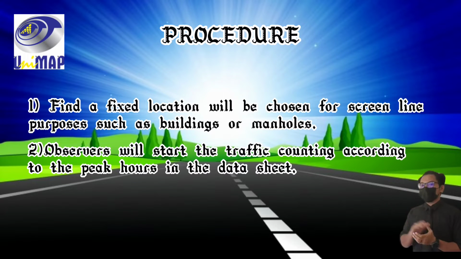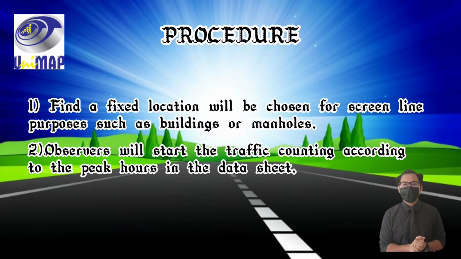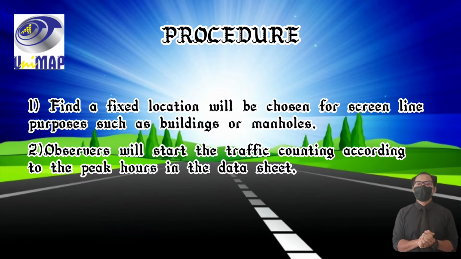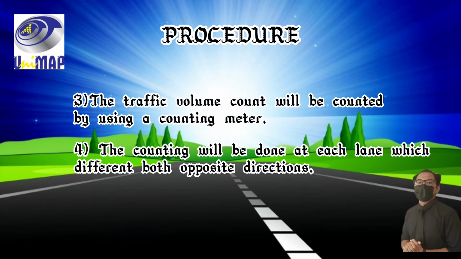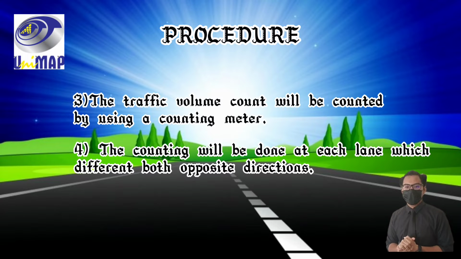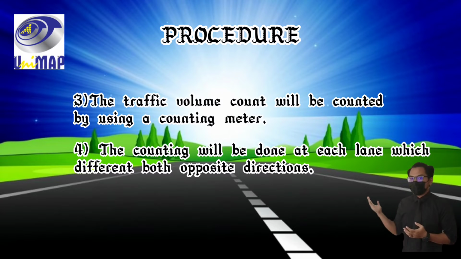For the procedure, the first step is to find a fixed location for the screen line purpose, such as a building or manhole. The second step is that observers start the traffic counting according to the afternoon peak hour in the data sheet. The next step is that the traffic volume was counted using a counter meter.